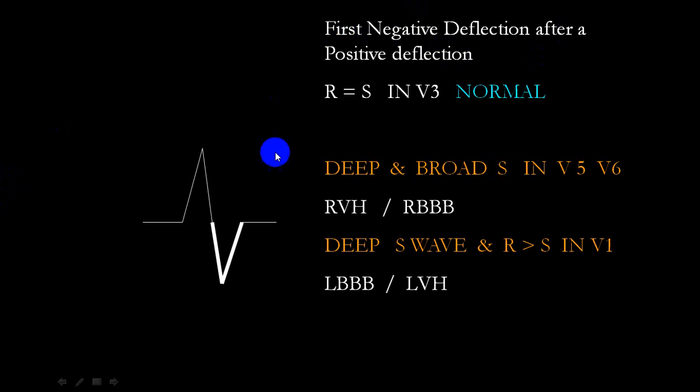Now we are talking of an S wave. Normally in V3, the S wave is equal to the R wave. We call this the transitional zone. This will shift to the right side or to the left side. But if you get a deep and broad S wave in V5, V6, it is definitely in favor of a right bundle branch block or in favor of an RVH.